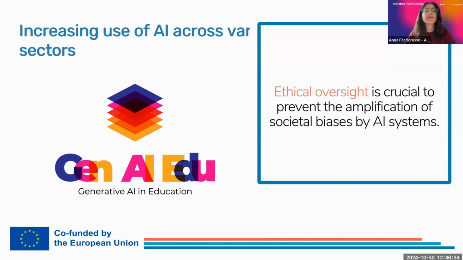Similarly, with the increasing use of artificial intelligence across various sectors, as well as in education and training, it is crucial to use it responsibly and ethically, because there is the risk that artificial intelligence systems may reinforce existing biases and so contribute to environmental degradation and infringe upon human rights. And the probability of such risk is particularly severe for disadvantaged groups.